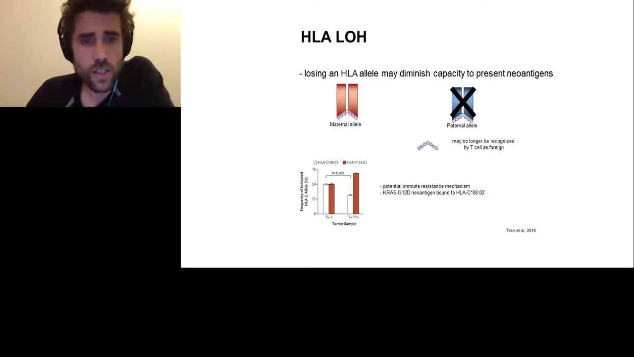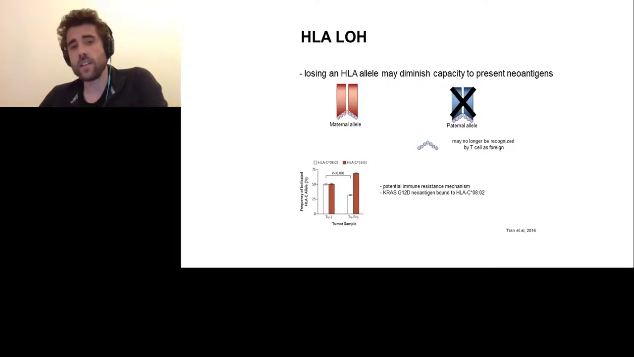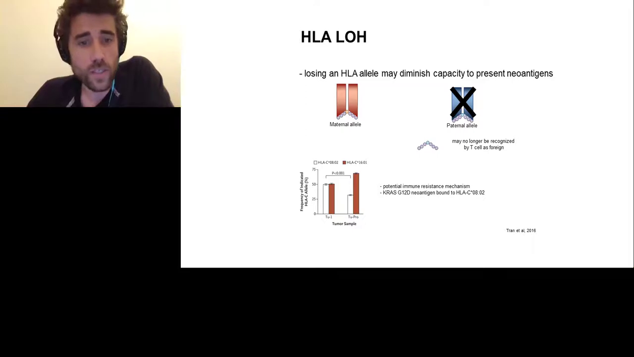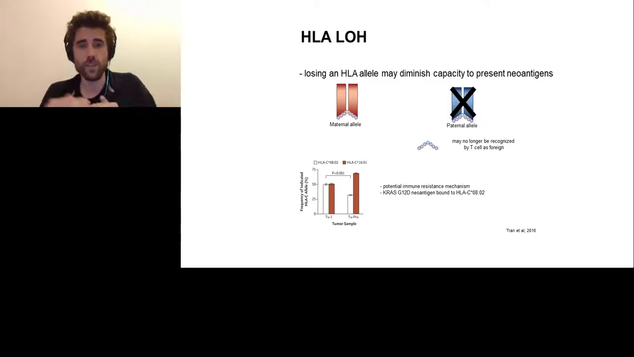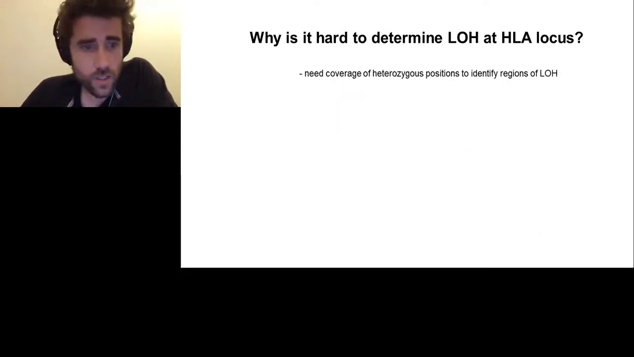So we wanted to ask, is it possible to identify HLA-LOH, the loss of this HLA allele, from sequencing data? If it is possible, how frequently does it occur? When does it occur during tumor evolution? And ultimately, what is its functional impact? So why would it be hard to determine LOH at the HLA locus? Well, as I said, to look for LOH, we need heterozygous positions, those that differ between maternal and paternal alleles. And we need coverage at these positions.